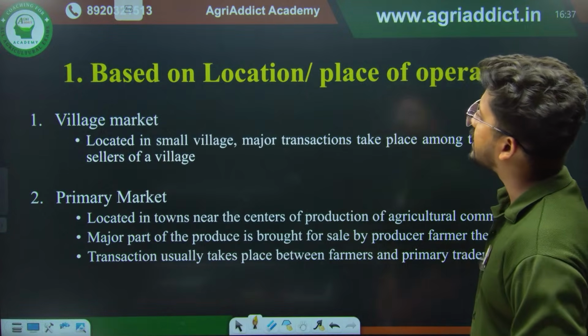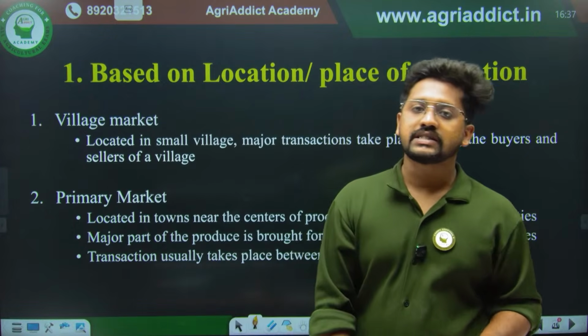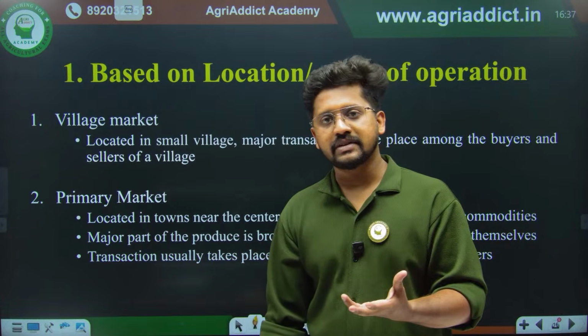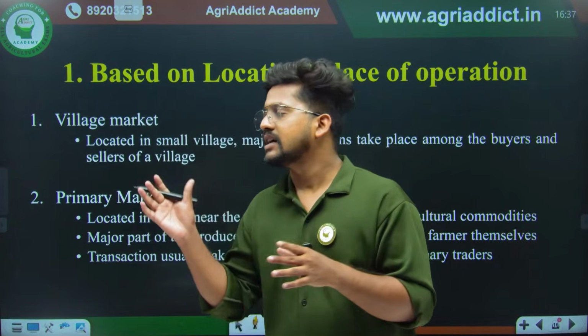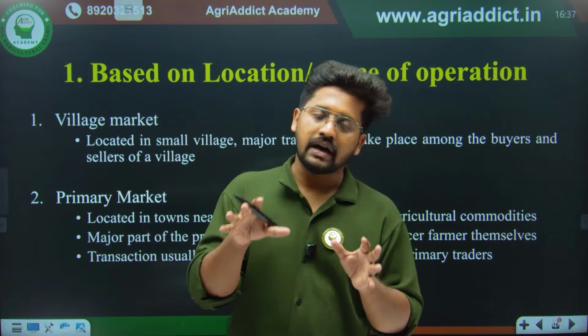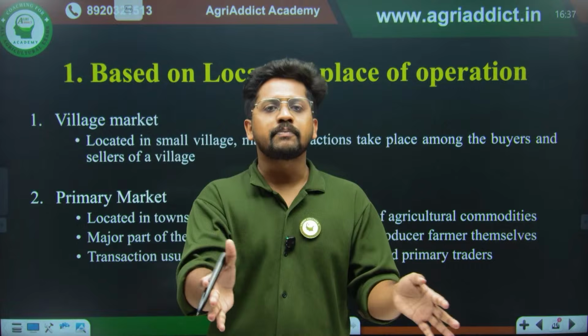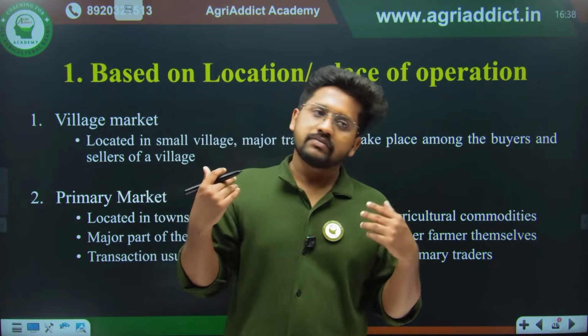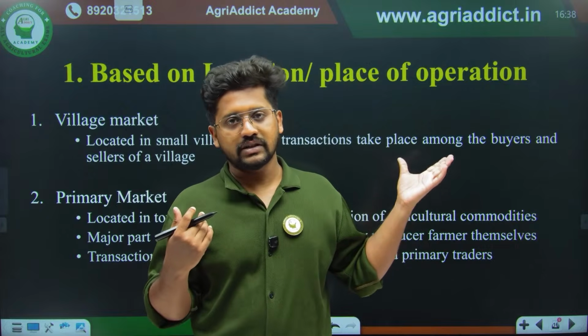So the first classification. In every classification we will have a base, a dimension. Based on one dimension we will be classifying the market into different types. The first dimension is based on the location, or where this market is located, or where the place of operation is. This is very easy. There are almost 12 kinds of classifications here.